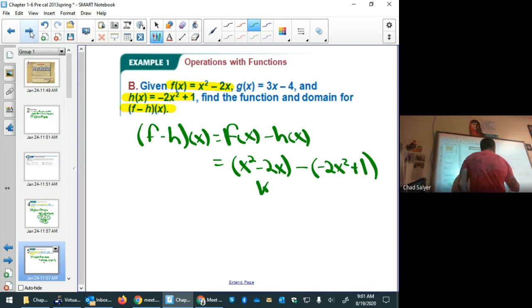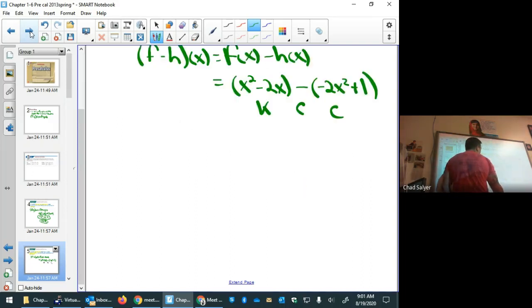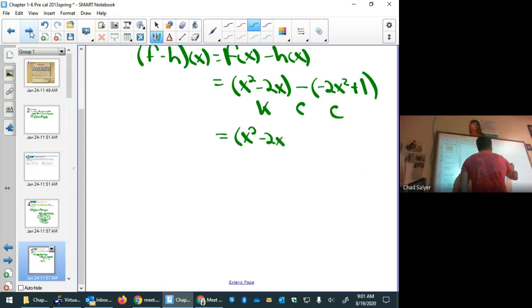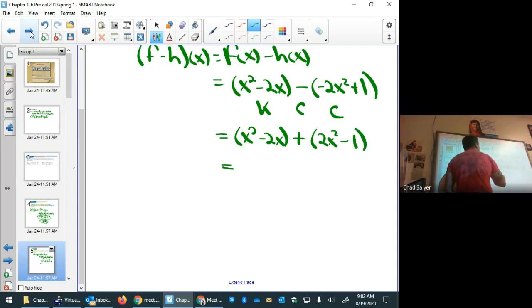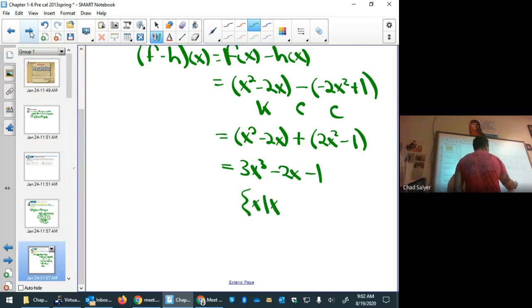So now we're going to keep, change, change to make our lives easier. So when we subtract a polynomial, this is one way to do it. And now we can just combine like terms. So x squared and 2x squared will combine to make 3x squared minus 2x minus 1. Once again, the domain is all real numbers.